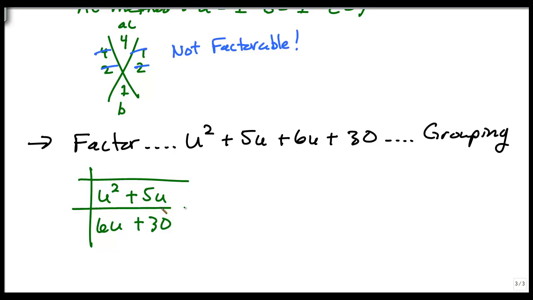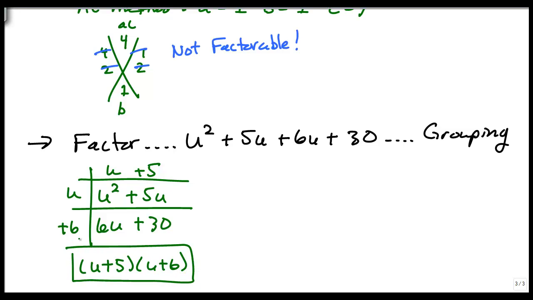So first column, I got to get that straight. Second column, first row, second row. So this tells me that this factors into u plus 5 times u plus 6. And again, I don't even really need to check anything, because u times u is u squared, u times 5 is 5u, 6 times u is 6u, 6 times 5 is 30. So it's all visually there. The check is there as well.